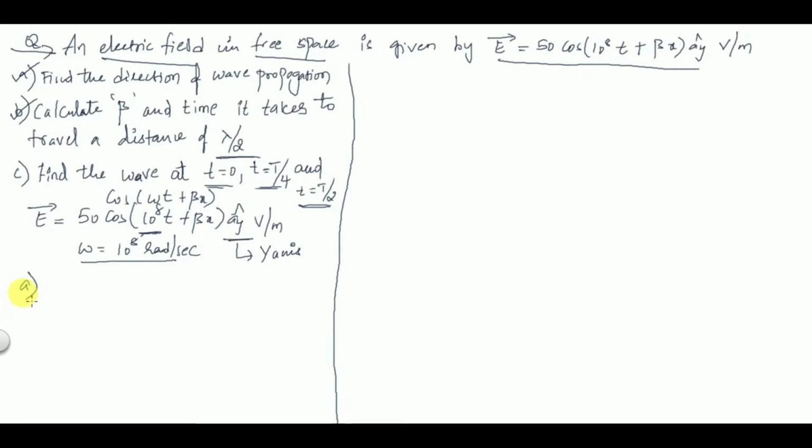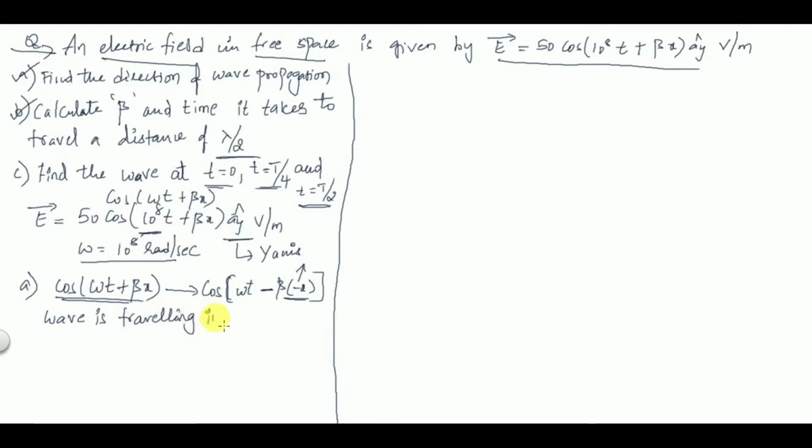Okay, so the first question is to find the direction of wave propagation. As I have told you in my previous video, this is how to find the direction of propagation when it is cos of omega t plus beta x. What is the generalized form? Cos of omega t minus beta into minus x we can write. So there will be a minus in the generalized form. So now the direction of propagation is the minus x direction. So the wave is traveling in the negative x direction. This is how we can find the direction of propagation of the wave. Based on the given data, we can write cos of omega t minus beta of minus x. So this minus x represents the direction of propagation.